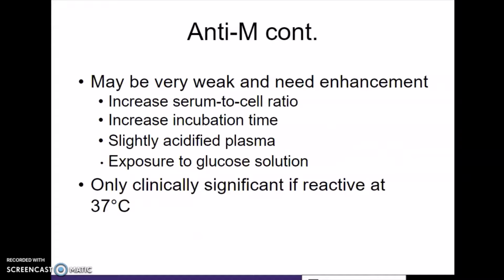Anti-M, when seen in the lab, can be very weak and need extra enhancement. Things that you can do include increasing the serum to cell ratio, increasing incubation time, slightly acidifying the plasma to about a pH of 6.5, and exposing the cells to glucose solution can change how the anti-M reacts with them, or whether it reacts with them or not. And as always, the reactions are only clinically significant if they are reactive at 37 degrees, which is body temp.